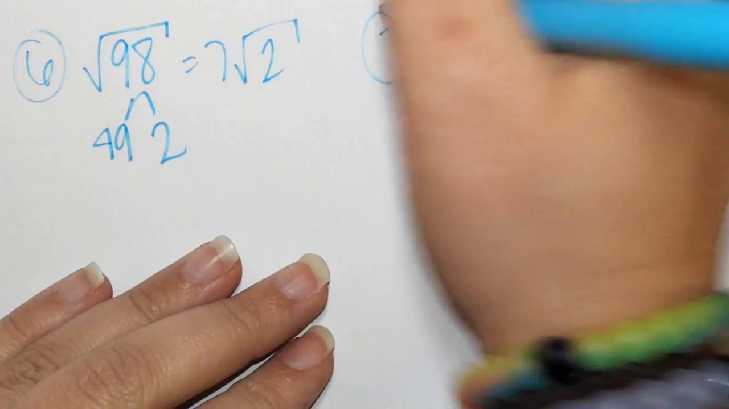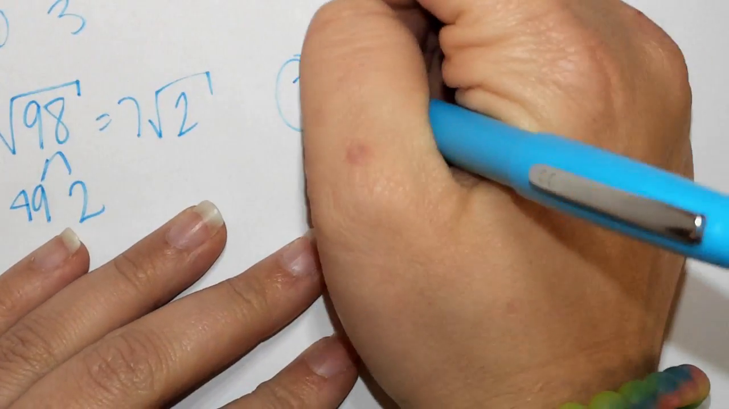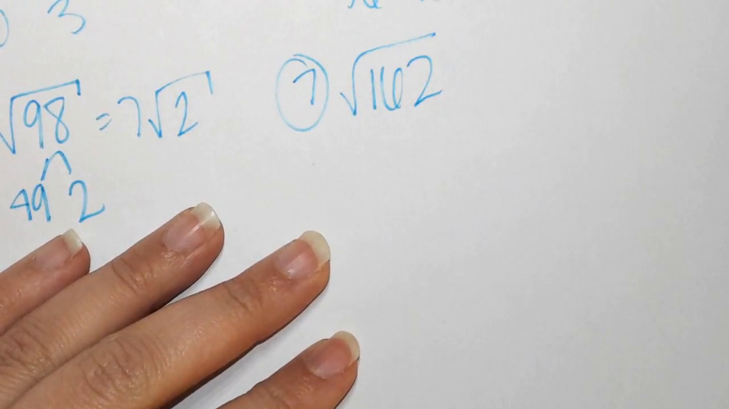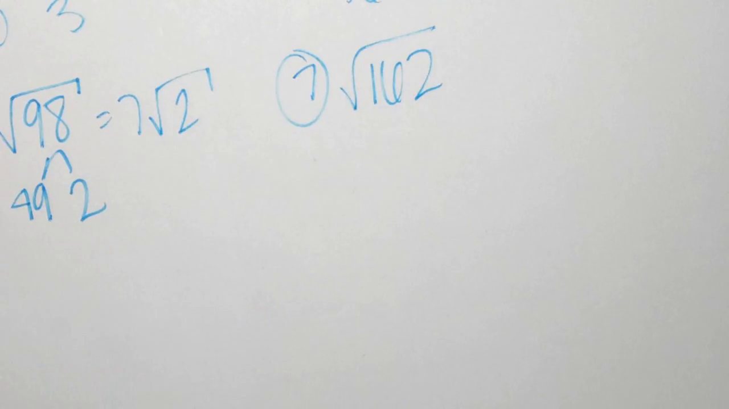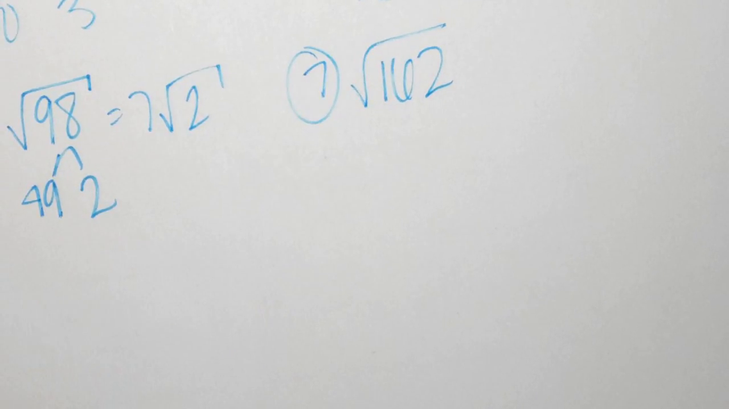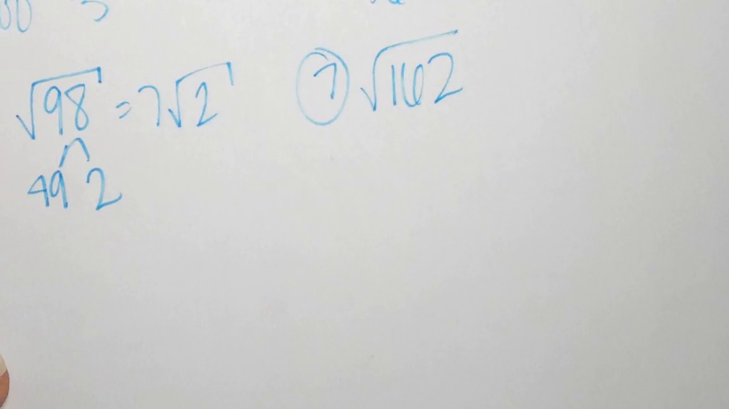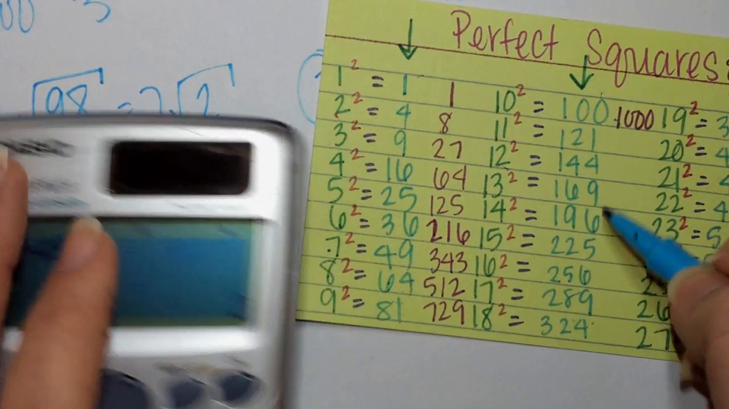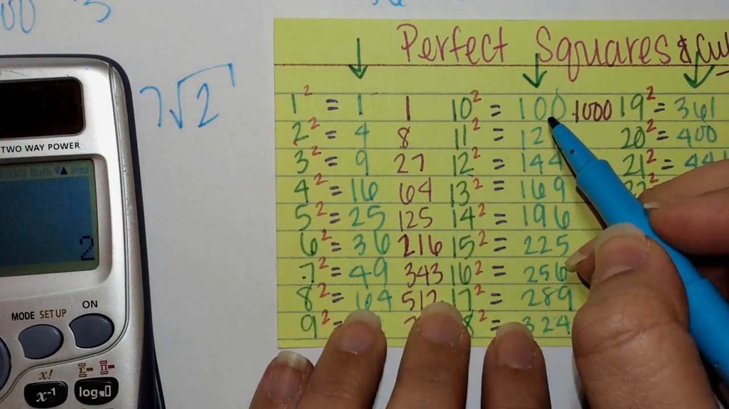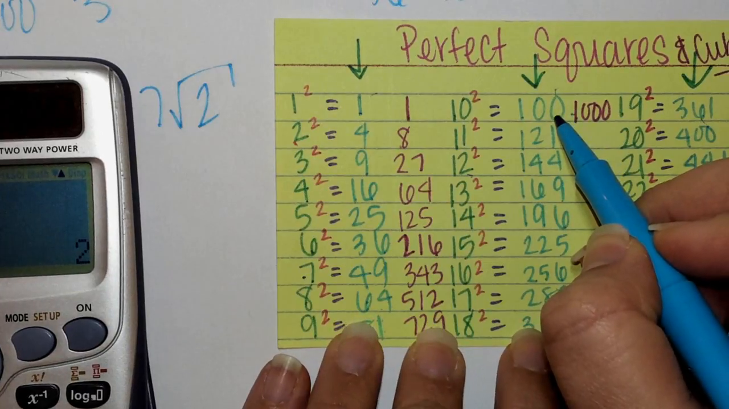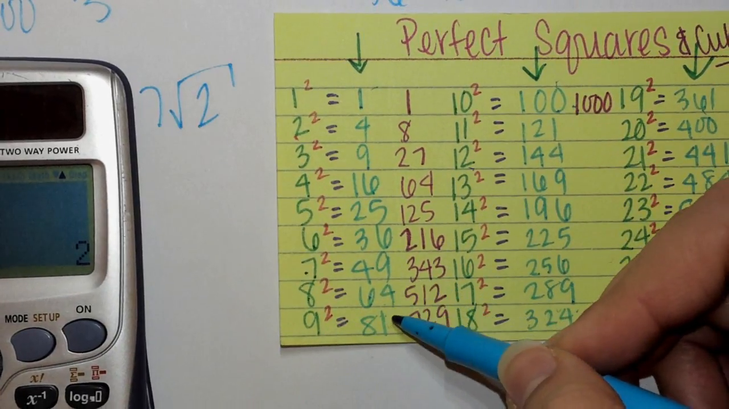All right, number 7 is the square root of 162. Yes, 162. That's what number 7 says. So let's look at our list. Exactly, we've got 70 points. I'm going to think that 100 is going to be too big, so I'm going to go to 81.